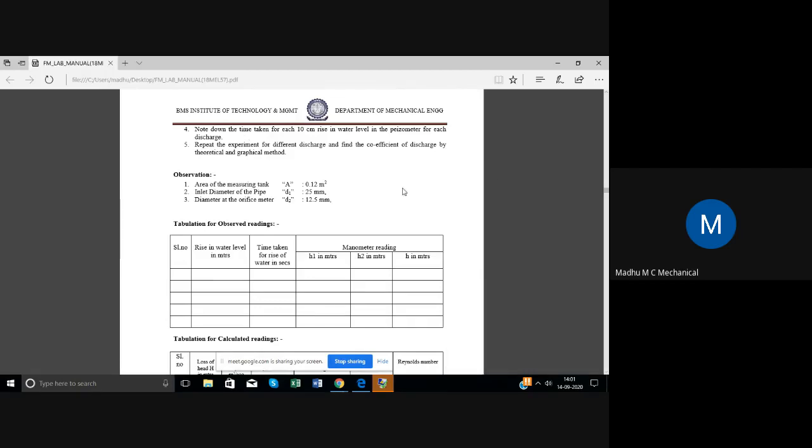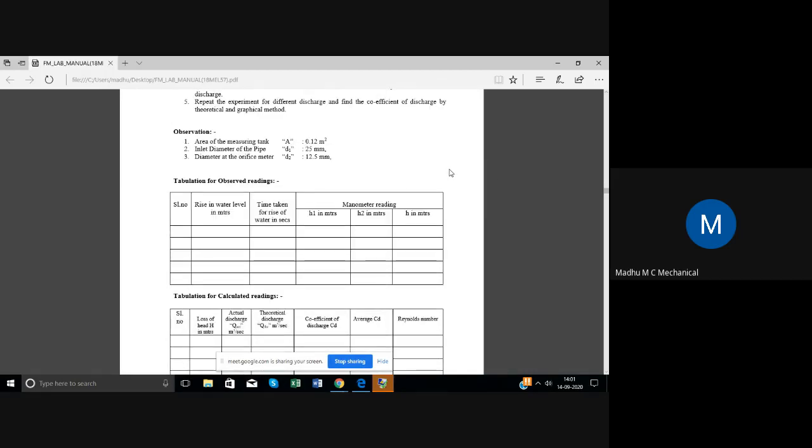Okay. Now let us see how to conduct the experiment. Our aim is to calculate the coefficient of discharge of an orifice meter. Now, observation. What is the area of the measuring tank? A, it will be 0.12 meters square.